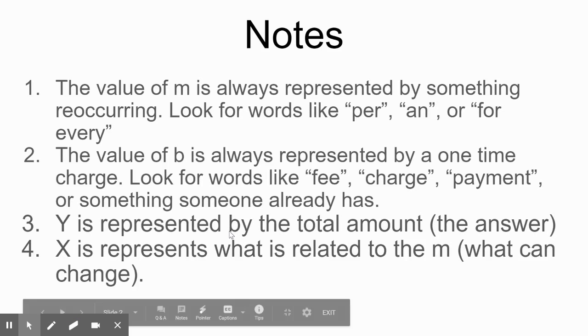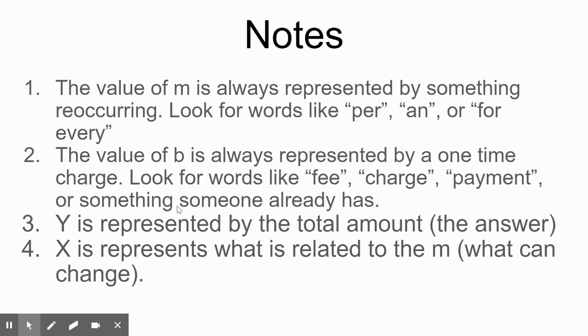Some quick notes before we get started. We're going to be given a word problem, and we're going to have to turn this into an equation. There are some key words we're going to be looking for. First off is m. The value of m is always represented by something reoccurring. Look for words like per, and, or for every. Whatever value is attached to those words is usually our m.